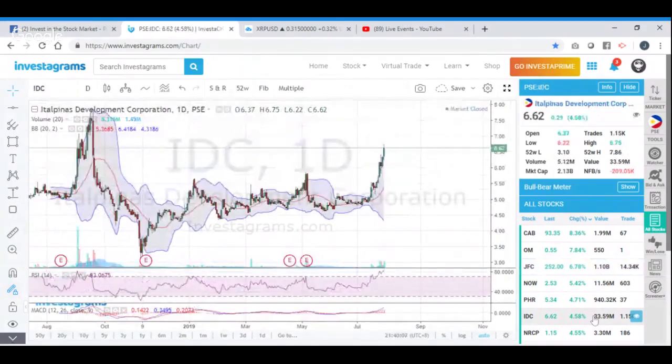IDC, it's already very high. Wait for it to retrace for a bit, haggle for a bit, potentially in this area 5.75, 5.77, and just observe. Okay, so that's it for tonight.